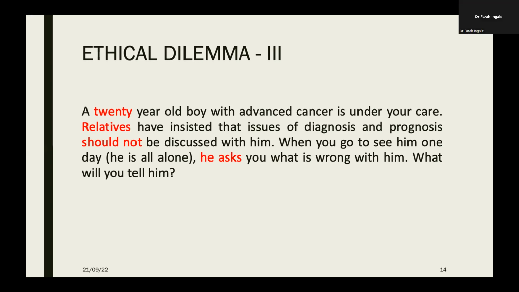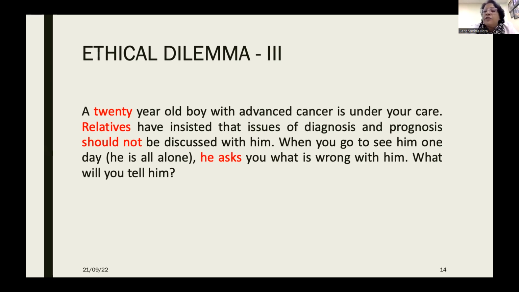Because then many times they complain also that we have revealed the news, and we make an issue out of it. No. You have to handle the relatives also. We can reveal the news to the patient directly if the patient asks. Yes, ethically, that's absolutely that.